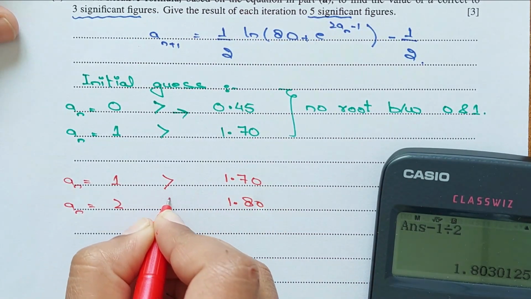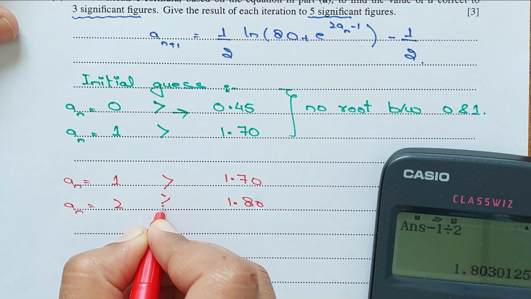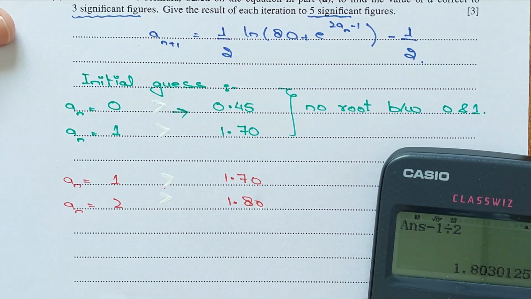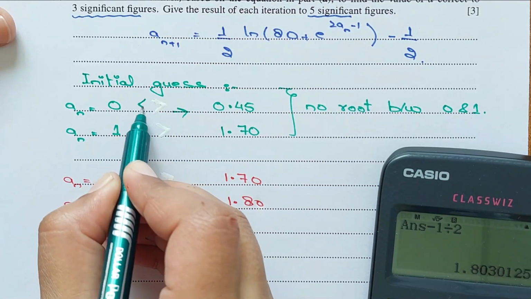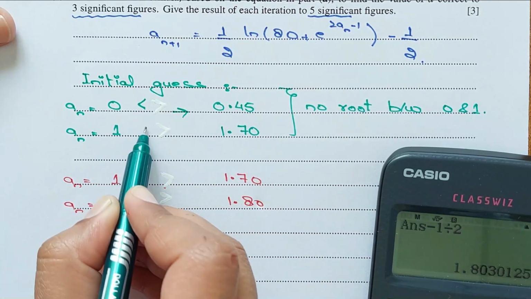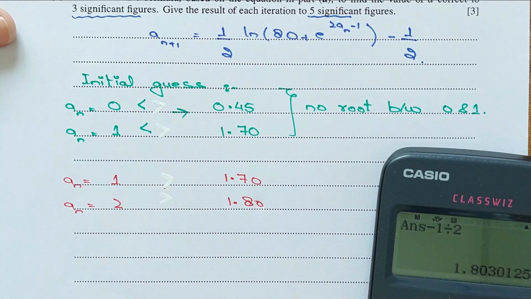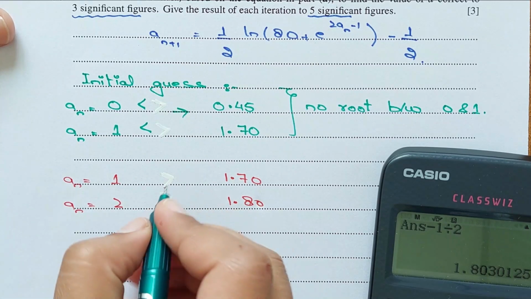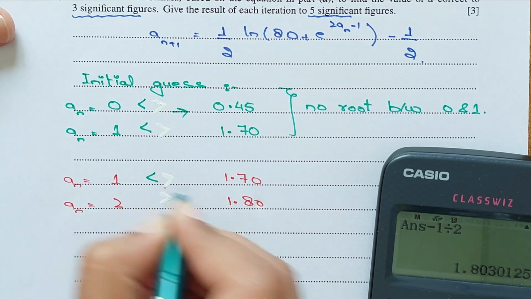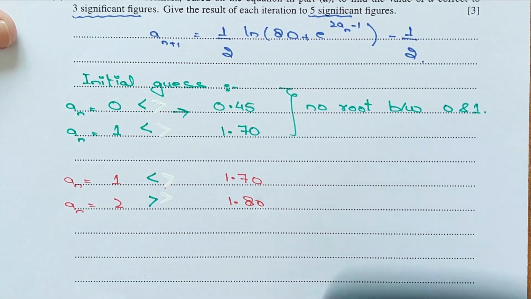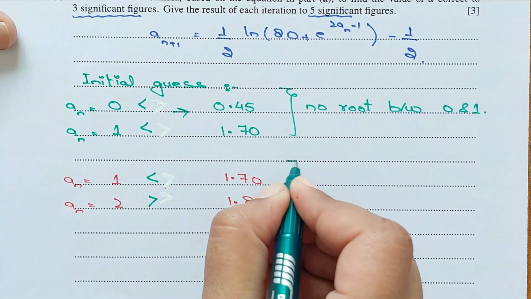So 2 is greater than, sorry, I made a mistake here. 0 is less than 0.45 and 1 is less than 1.74. It means no inequality change occurs, so no root between 0 and 1. Now 1 is less than 1.70, but 2 is greater than 1.80. Now the inequality change occurs. So what does it mean?